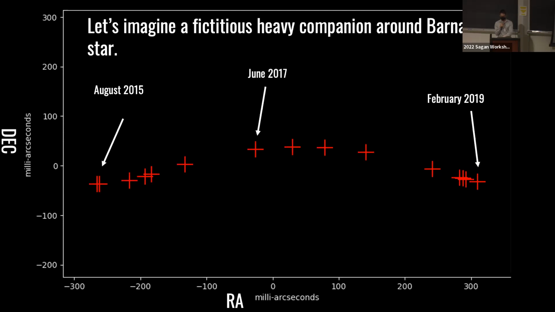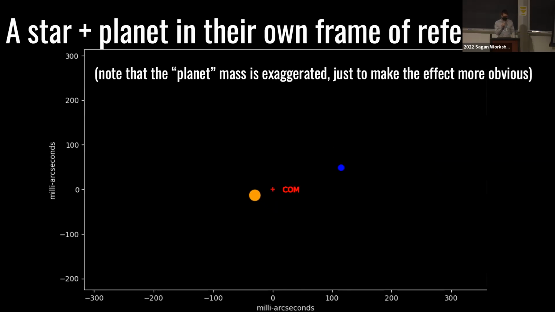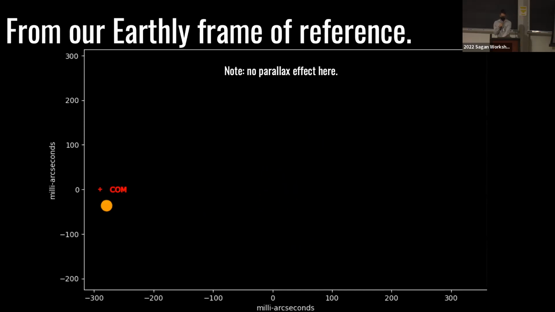So what's going on here? You have the star and the planet both orbiting the mutual center of mass. And again, this planet mass is huge. This is like a 150 Jupiter mass planet, but again, to make this effect large. But in the Earth's frame of reference, it's moving to the right with some proper motion. So it's tracing out this curved path.